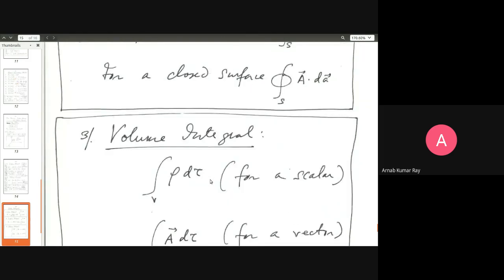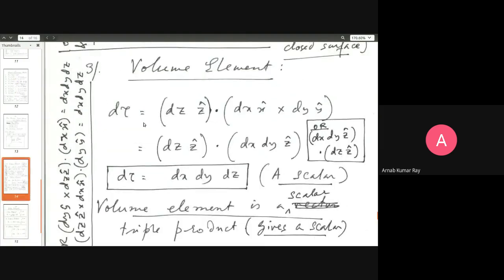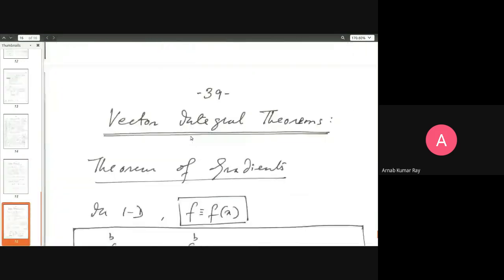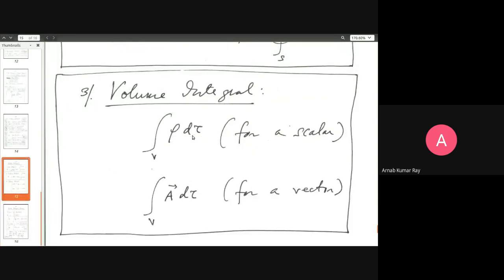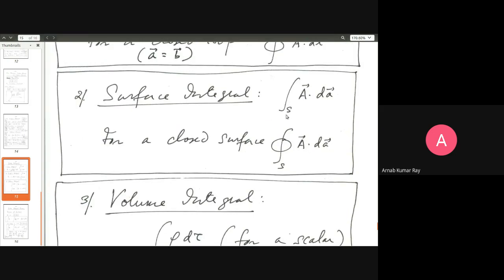What about a volume integral? Volume element d tau is a scalar. So here you can be a little casual. You don't have to worry about how you should put it next to either a scalar or a vector. If it is a scalar quantity, it is simply just rho d tau. This subscript v below the integral implies volume integration. This subscript s below the integral implies surface integration.